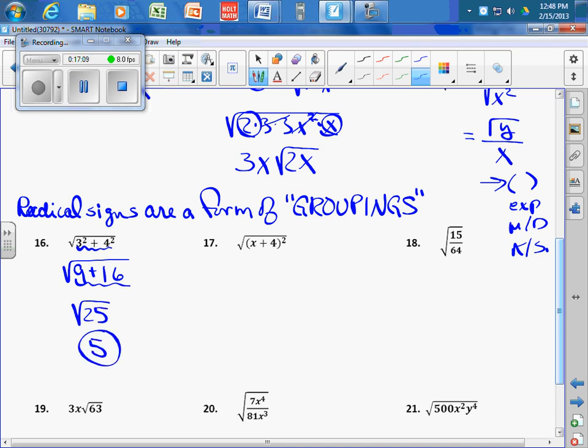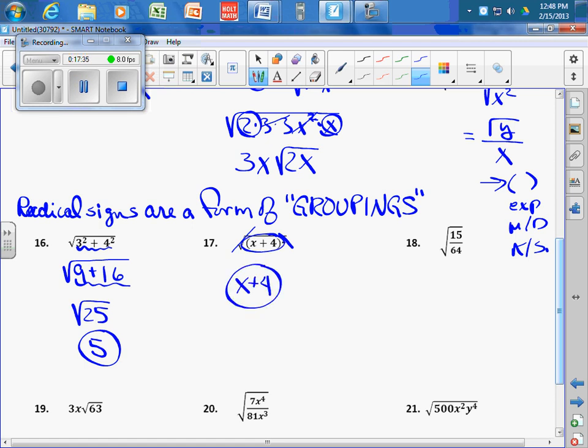There's your answer. In number 17, this is a little bit different because we can't actually compute x plus 4 because x is a variable. So this is going to be handled a little bit differently. Suffice it to say that the squared sign here cancels out any square root sign, and you're left with x plus 4.